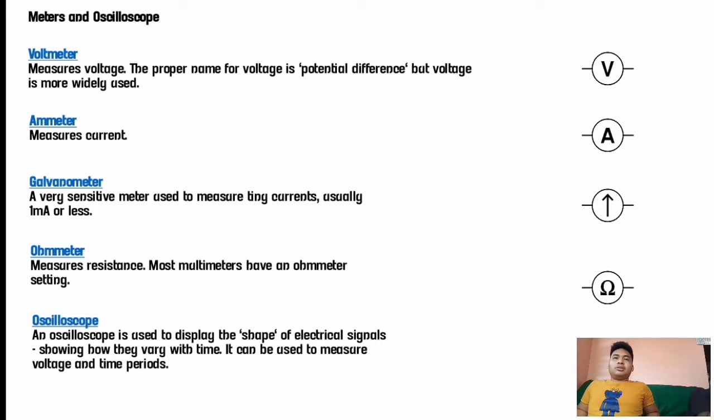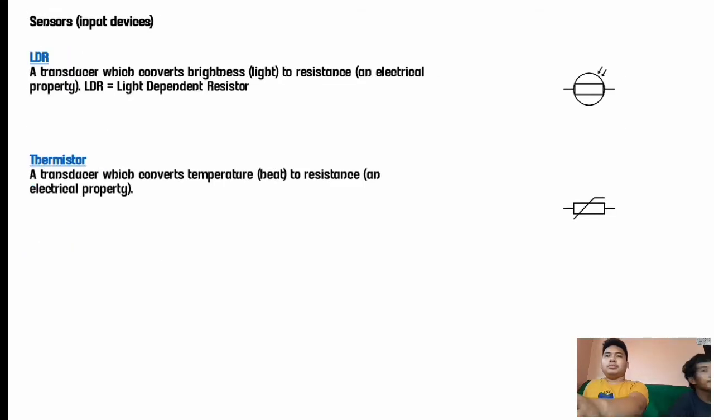Ohmmeter: measures resistance. Most multimeters have an ohmmeter setting. An oscilloscope is used to display the shape of electrical signals, showing how they vary with time. It can be used to measure voltage and time periods.